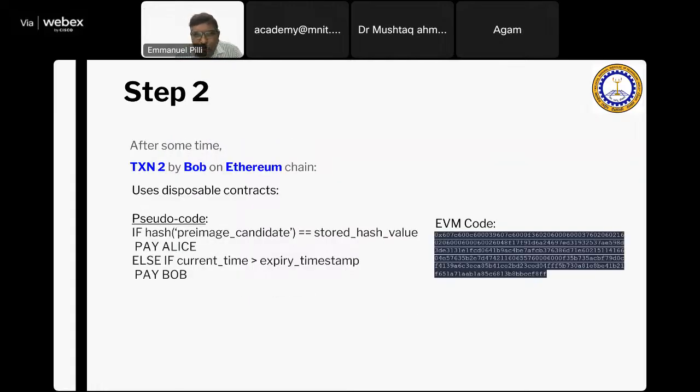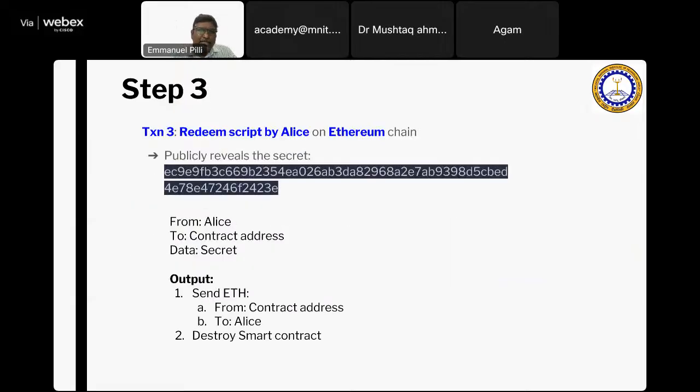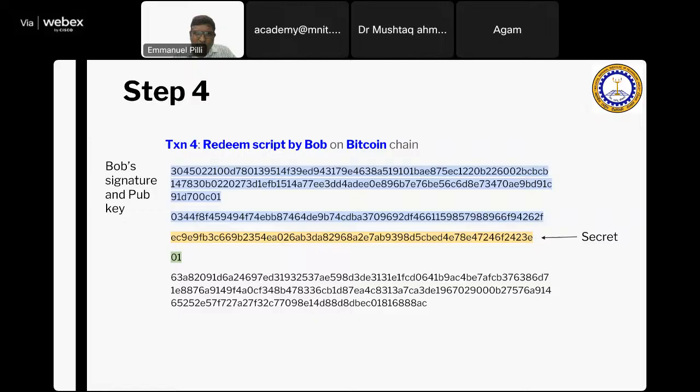Step two, transaction two by Bob on Ethereum. So he gives that value and it checks whether the time specified has passed. So this is how the EVM Ethereum code looks. So the redeem script is given by Alice on Ethereum. There's a contract address, there's a data secret. So what do you do? You send the contract address and then you destroy the smart contract on Alice's side. It is over. So the redeem script by Bob to Bitcoin.